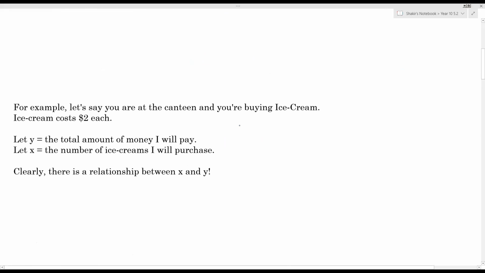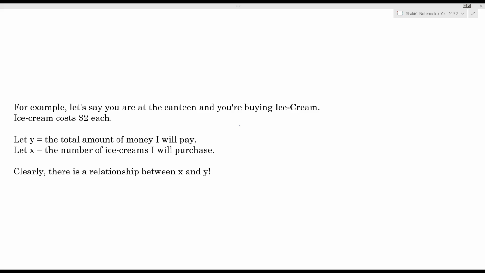For example, let's say you're at the canteen, you're buying ice cream. Ice cream costs $2 each, let's say. Then we are going to say let y equal the amount of money I will pay. Now, y could be anything. It's a variable. We chose y at random because why not? So y equals the total amount of money I will pay, and let x equal the number of ice creams I will purchase.